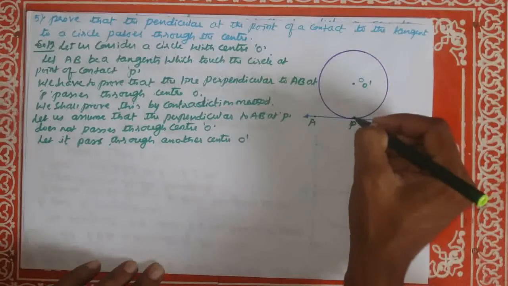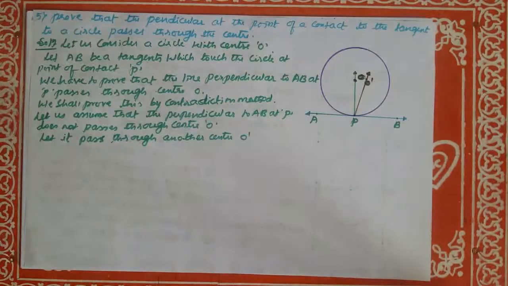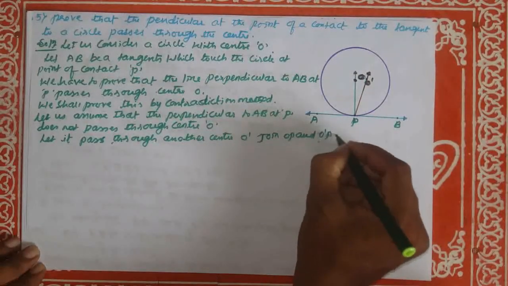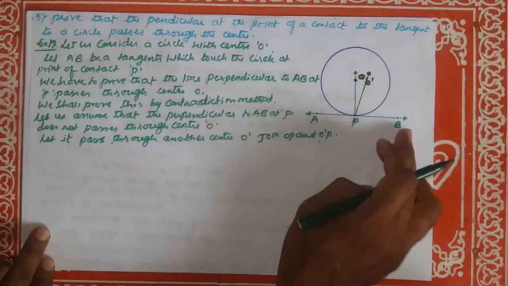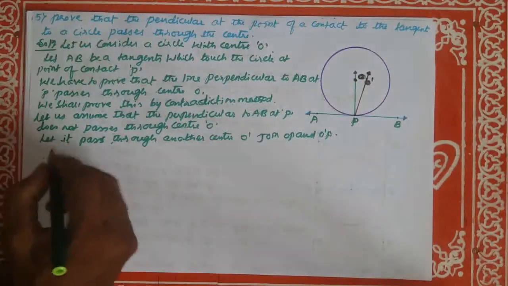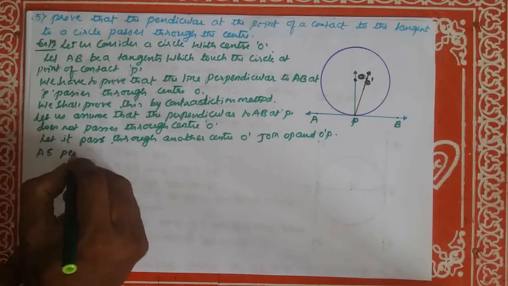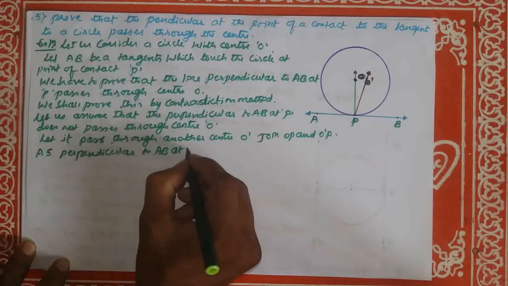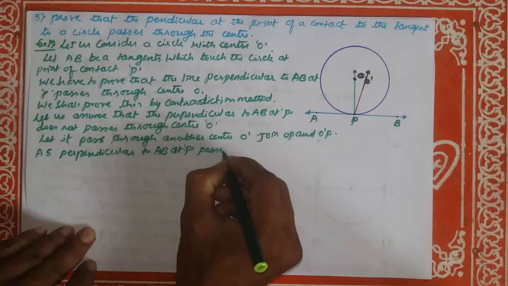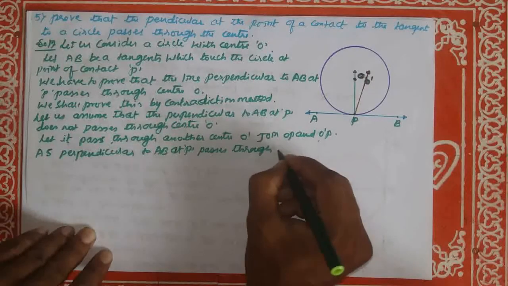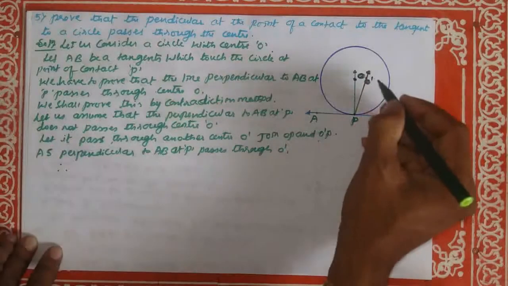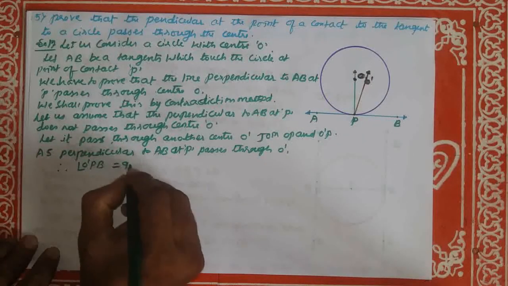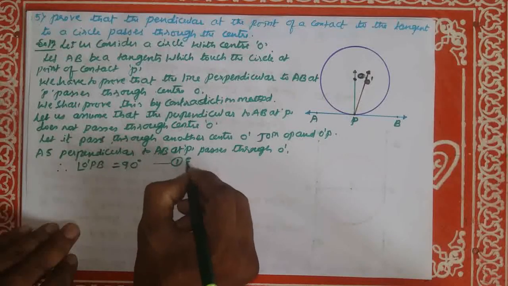Let us join OP and O dash P. As the perpendicular to AB at P passes through O dash, therefore angle O dash PB is equal to 90 degrees. Take it as equation 1.